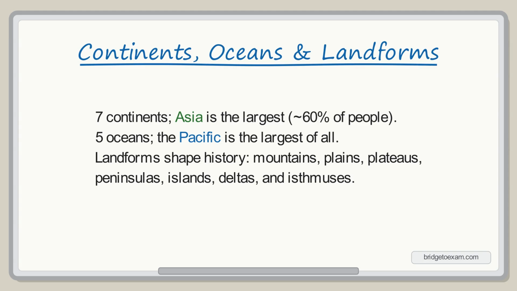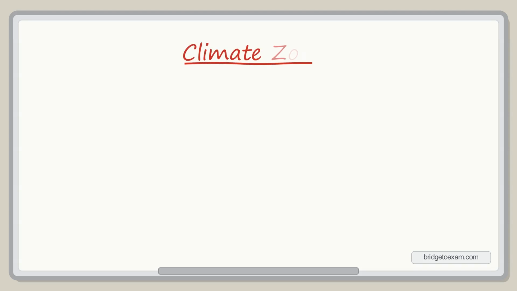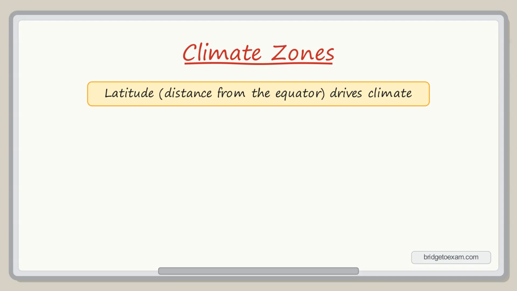The Himalayas isolated India, the Alps protected Rome, and water is central to settlement. The world's earliest civilizations, Egypt, Mesopotamia, India, China, all grew up along great rivers that provided water, fertile soil, and transportation. Climate is the long-term average of weather, what you expect over decades, not just today.